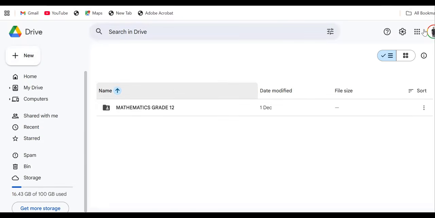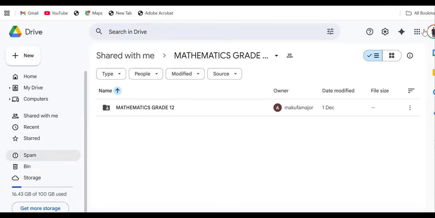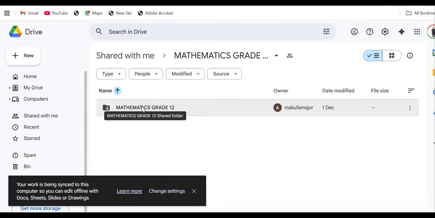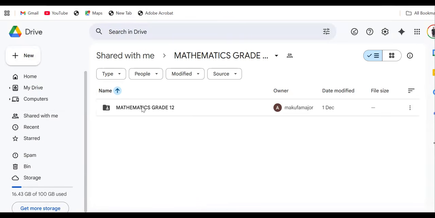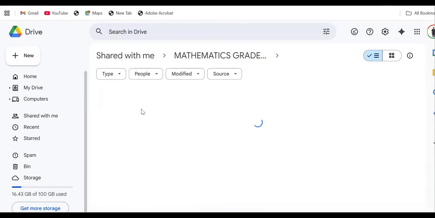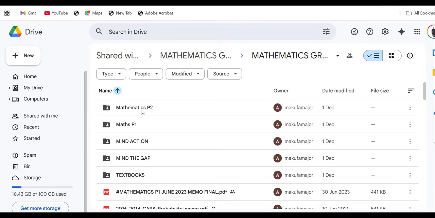Don't go around to search things that are not meant for you, guys. I'm giving you this platform for you to use it only for your question papers or for anything that is meant for mathematics grade 12, and any other thing that we are going to add later on for your grade 12 studies. All right. So focus on that.